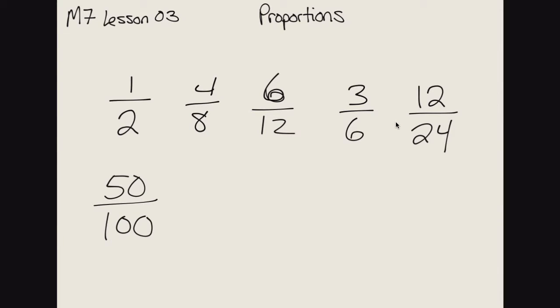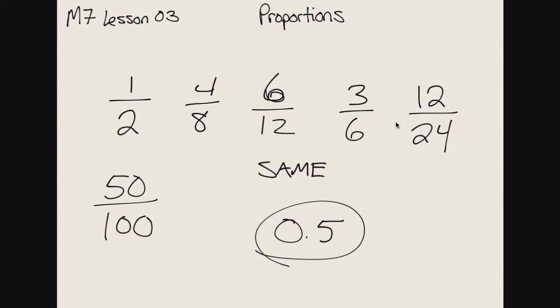So all of these fractions, if you were to divide them on a calculator, 1 divided by 2, 4 divided by 8, 6 divided by 12, Katie Fady grabs a calculator, does 3 divided by 6, Miss Lixon does 12 divided by 24, LW over here with the cool headband does 50 divided by 100, you all are going to end up with the same value, 0.5. They all equal that. They all have the same value. That's why we call them equivalent.